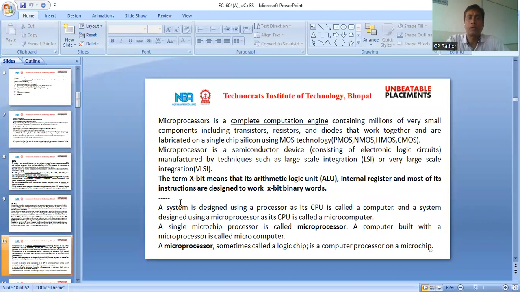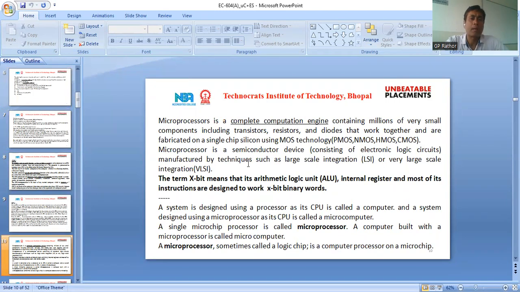A microprocessor is a complete computation engine containing millions of very small components, including transistors, resistors, and diodes that work together and are fabricated on a single silicon chip using technology like PMOS, NMOS, HMOS, CMOS. PMOS indicates P-channel metal oxide semiconductor, NMOS indicates N-channel metal oxide semiconductor, HMOS indicates hybrid metal oxide semiconductor, and CMOS indicates complementary metal oxide semiconductor.